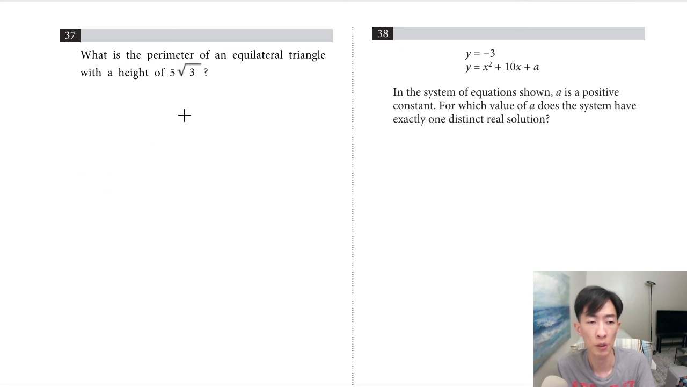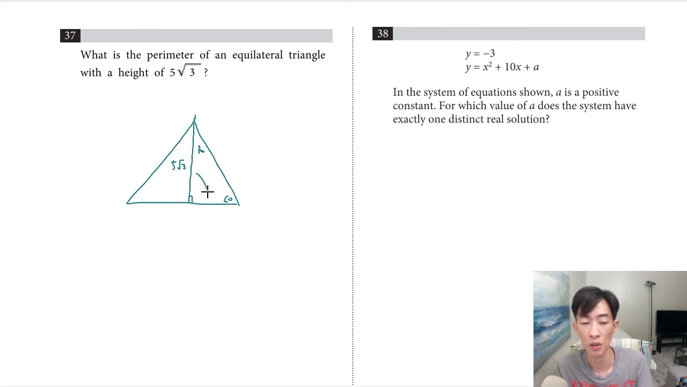37. What is the perimeter of an equilateral triangle with a height of 5 rad 3? So if you've memorized what I told you guys to memorize about triangles, this is actually very easy. When you divide an equilateral triangle in half with an altitude or an angle bisector, this is 5 rad 3. What you get is two 30, 60, 90 triangles. And if you remember your proportions of a 30, 60, 90 triangle, this is the long leg. To get from the long leg to the short leg, you divide by rad 3, so that's 5. To get from the short leg to the hypotenuse, you multiply by 2, and that's 10.